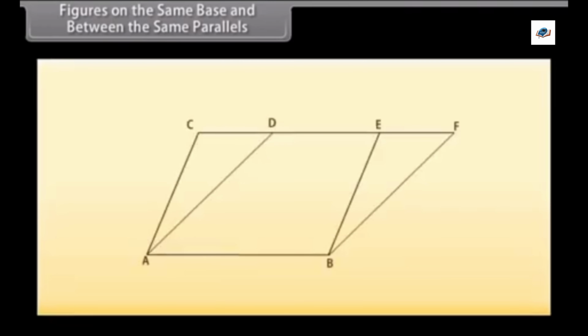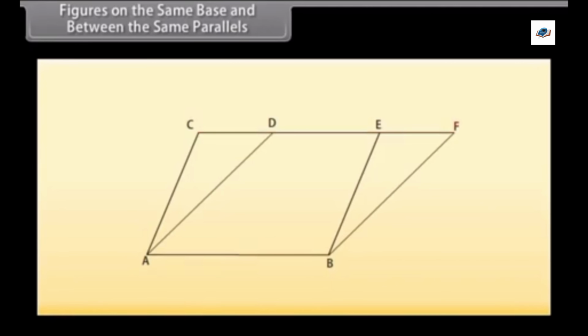Figures on the same base and between the same parallels. Now look at this figure. We can see that parallelogram ABEC and the parallelogram ABFD are on the same base AB. Also, the vertices C and E of the parallelogram ABEC opposite to AB and vertices D and F of the parallelogram ABFD opposite to AB lie on the same line CF, which is parallel to AB.